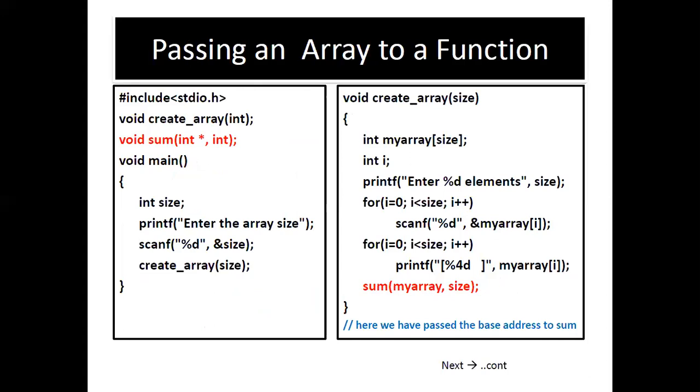As usual, if you can see, we have the additional red line added as a function prototype along with the previous function prototype, which was void create array, now void sum. Without going deep into the code, in case of void sum, the name of the function is sum. It is of type void. It is going to have two arguments. One is a pointer integer, another is an integer variable. So that is pretty clear.